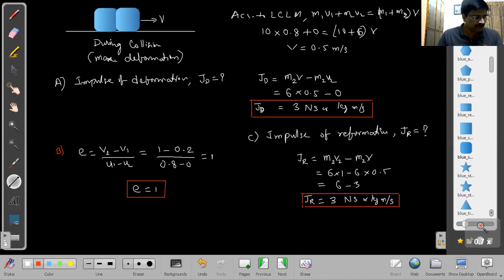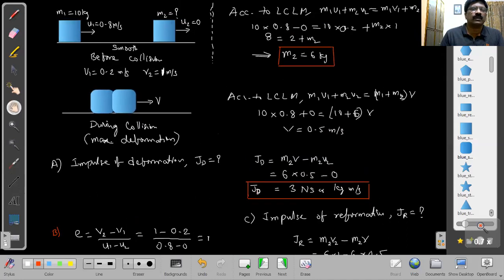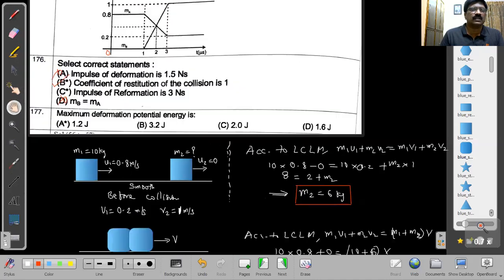It is the impulse of reformation. In third option C, impulse of reformation is given only. That's why the third option is correct. So here the third option is correct only. So this third option is correct.